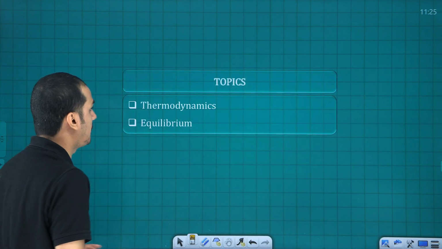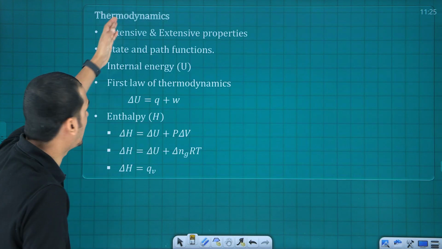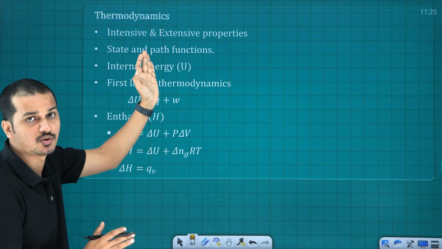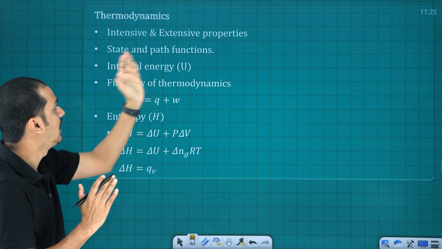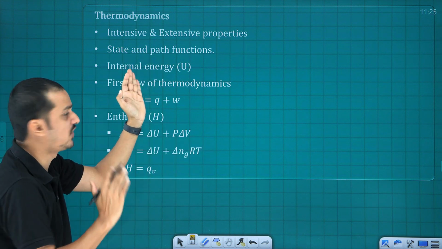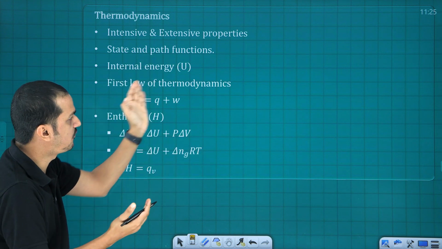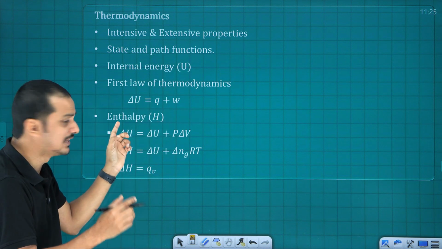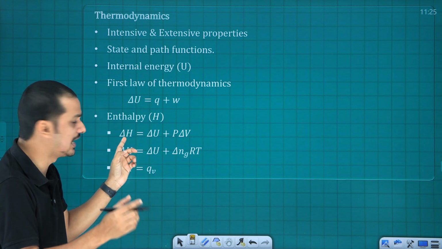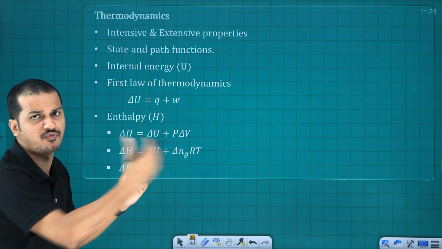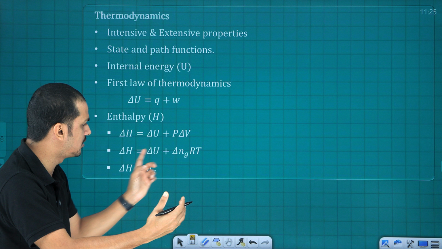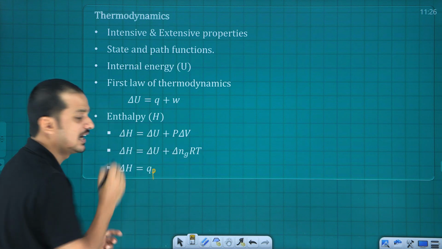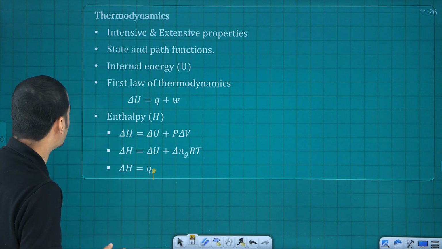Let's go with the recap ideas. The important ideas from thermodynamics: mainly we have to focus on what is intensive property and what is extensive property, what is state function, what is path function, then internal energy. Then the first law of thermodynamics, that is the equation delta U equal to Q plus W. Then enthalpy, H, that is delta H equal to delta U plus P delta V. But for a chemical reaction, delta H equal to delta U plus delta NG RT. Delta H is equal to QP. That idea we must remember.